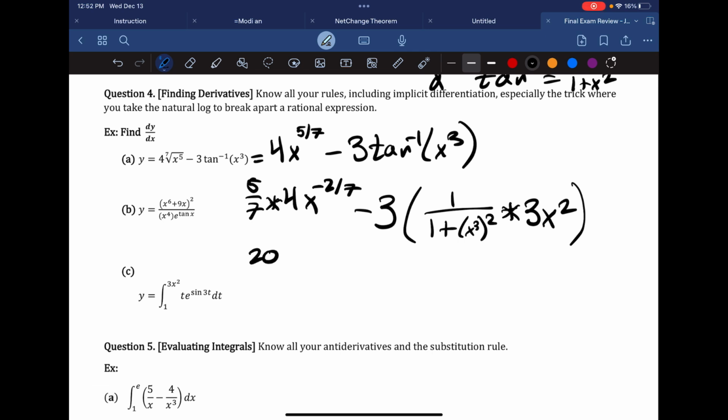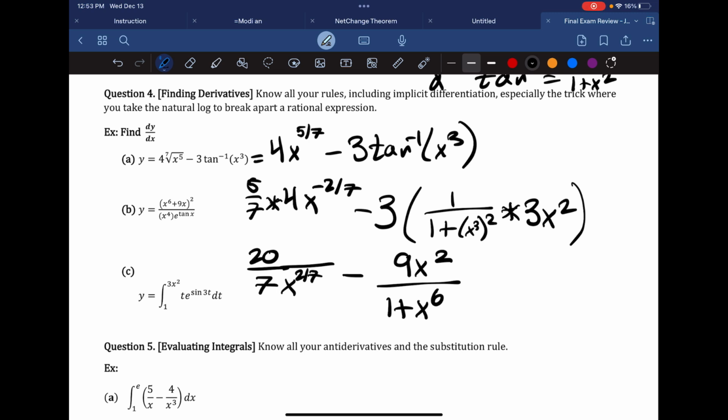We get 20, right, because we multiply that 5 and that 4. So 20/7 times x to the negative 2/7, which we can just move down to the denominator and make it a positive 2/7. So then we get minus, we could combine these two 3's to be 9x squared divided by 1 plus x to the 3rd power to the 2nd power, which is going to be x to the 6th power.